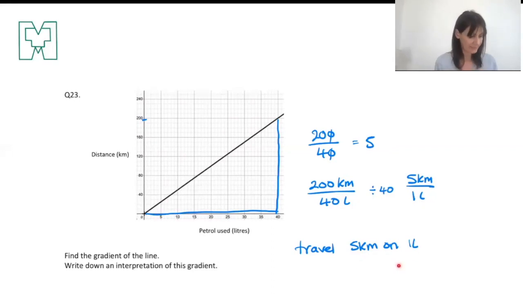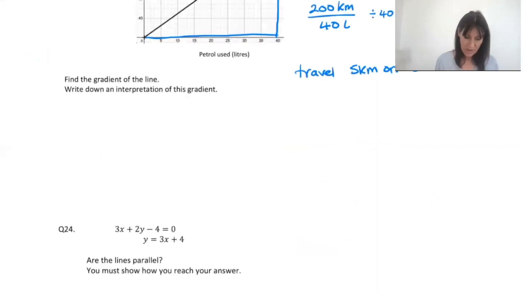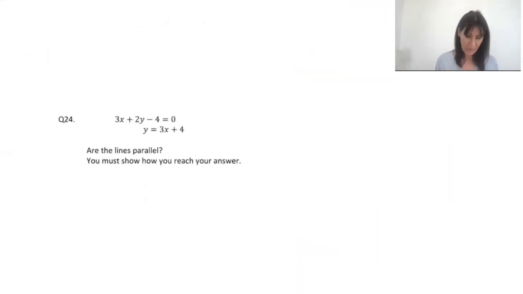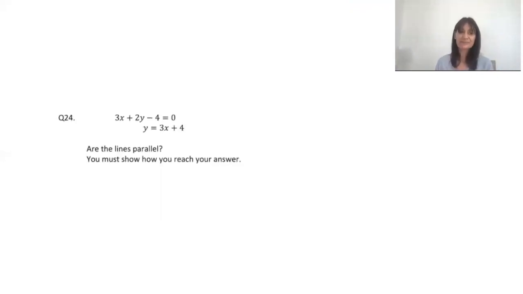All right. Okay. Question 24. Have a little read. Press play when you're ready. Okay, again, a question. I mean, all of these are right near the end, aren't they? Because it's grade 5. So they're going to be on foundation higher. We're being asked about whether they're parallel. So we need to get them in the same form so that we can actually make that comparison.